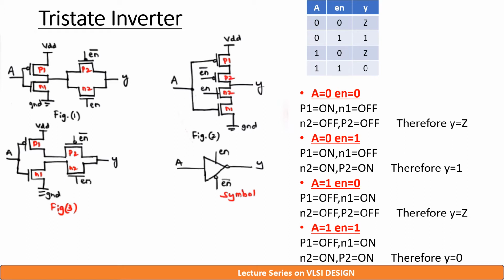A tri-state inverter is an interconnection of a NOT gate and a transmission gate. So let us analyze this by considering a few input combinations.